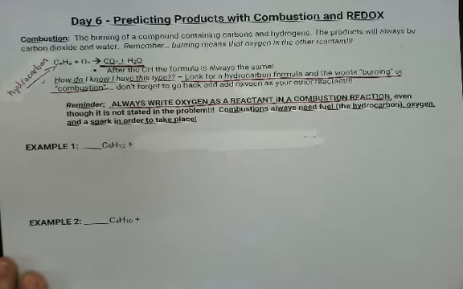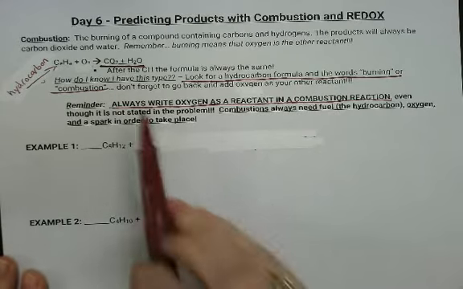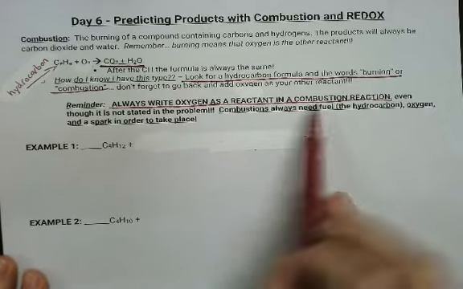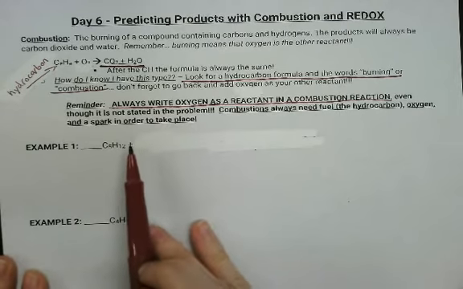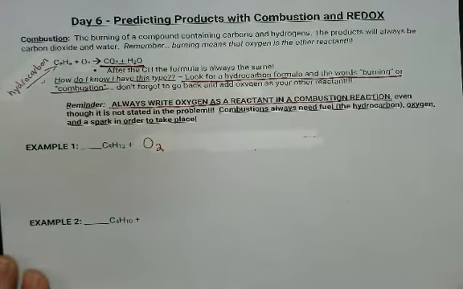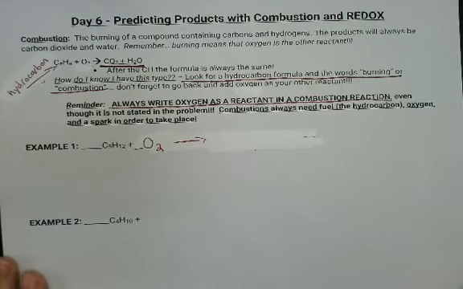The other thing you need to be careful about is when you go to write out your combustion reaction, you need to make sure that you always write oxygen as a reactant. So down here I'm given this hydrocarbon, C5H12, and this addition symbol. I need to make sure when I write out my reactants, I am including oxygen as one of those reactants. And I'm going to leave a little bit of space in front of oxygen so I have room to place coefficients and balance this later.